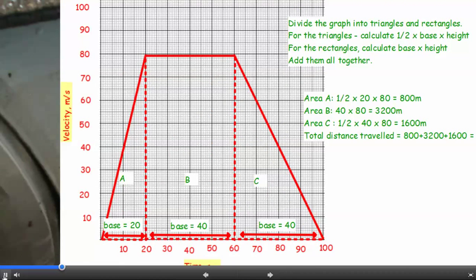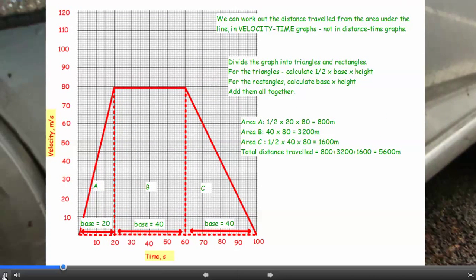So you can see from this velocity time graph, I've divided the line into triangles and rectangles. So we've got A, which is a triangle, B, which is a rectangle, and C, which is a triangle. So I just need to work out now what the area is of those triangles and that rectangle. So using the axes, for area A, the base is 20 seconds, and it goes up on the velocity axis to 80, so that's 20 times 80, but you've got to half it because it's a triangle.